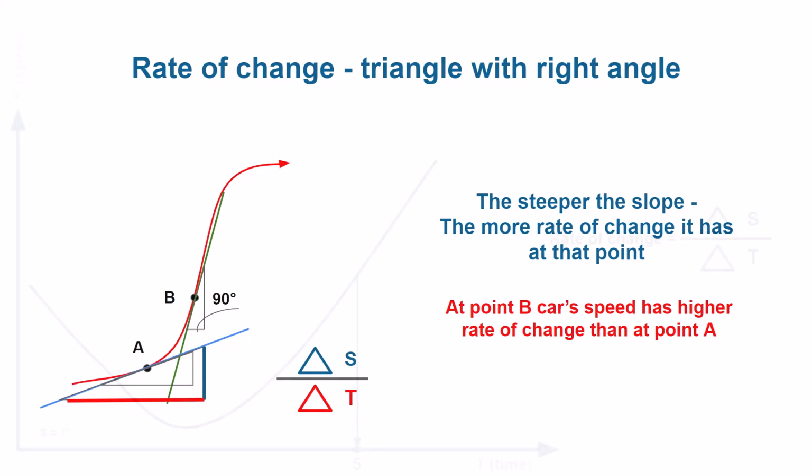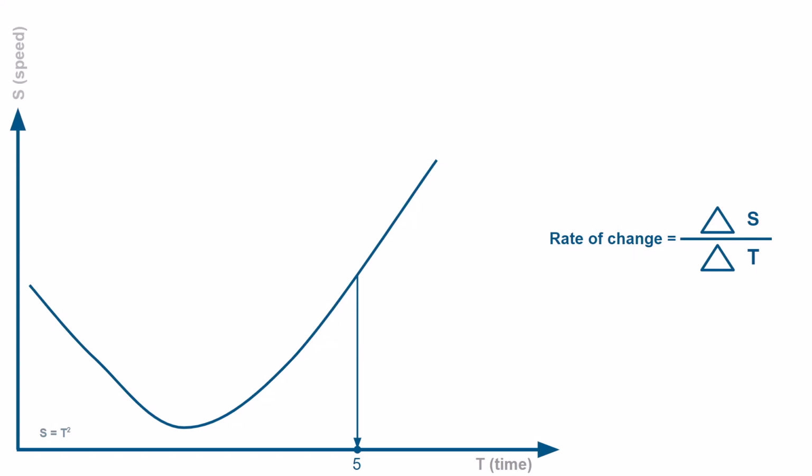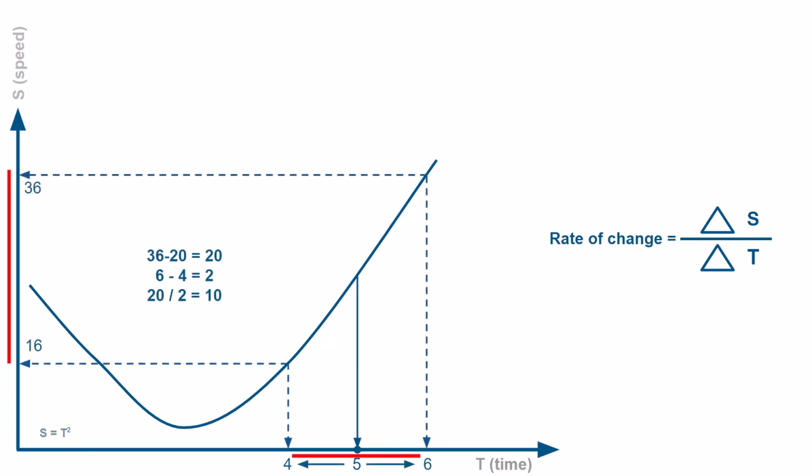The next bonus slide is about taking steps not only forward but also backward for the same unit. So, in order to calculate the rate of change at point 5, we can step back and forward for the same step amount. If the step is 1, the delta S equals 36 subtract 16, which equals 20, and delta T equals 6 subtract 4, which equals 2. So, 20 divided by 2 equals 10.